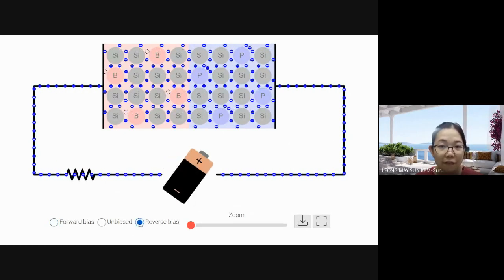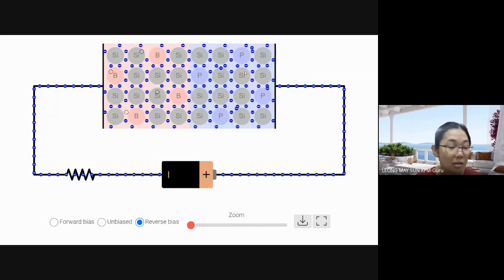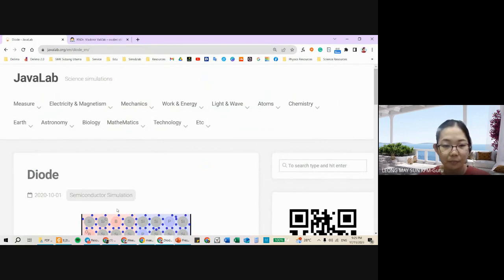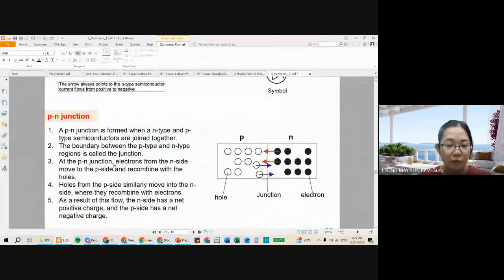But you notice that the electrons are moving towards the right and then they stop. The holes move towards the left and then stop also. Why? Because all the electrons from the N-type semiconductor have already been attracted by the positive terminal. And all the holes at the negative terminal, the electrons are all over here. They don't even want to go any further. So the PN junction is not functioning that well for a reverse bias. Okay, so that's a simulation for reverse bias.